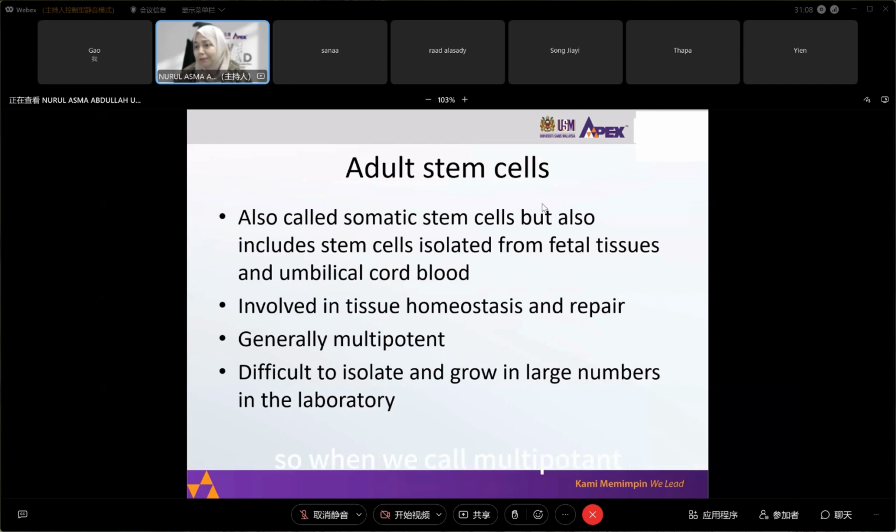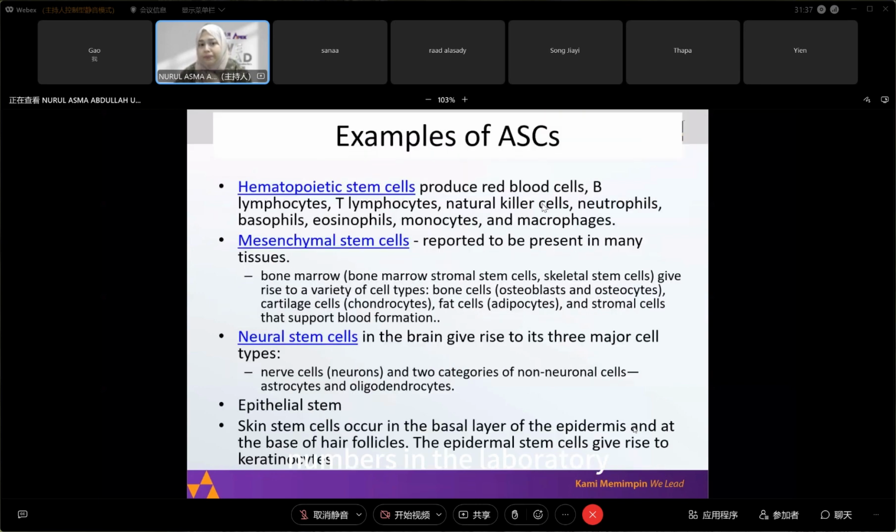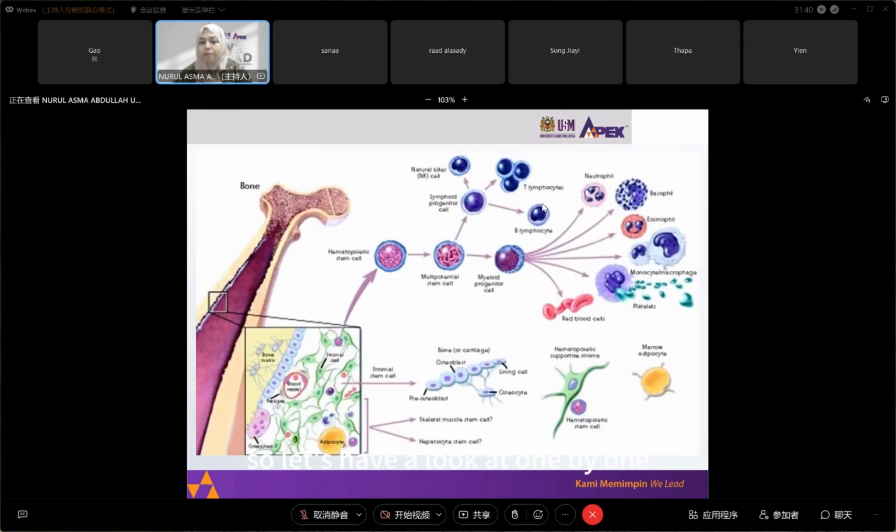When we call them multipotent, they have limitations to how many types of cells they can differentiate into, because they cannot differentiate into all types of cells. They can differentiate into a specific type of cell depending on their lineage, lineage meaning where they originate from. They are also difficult to isolate and grow in large numbers in the laboratory. So let's have a look at them one by one.